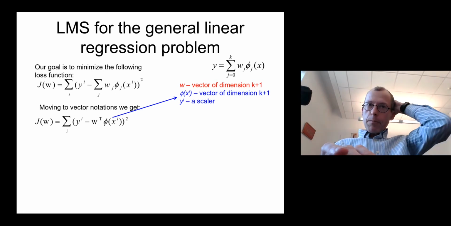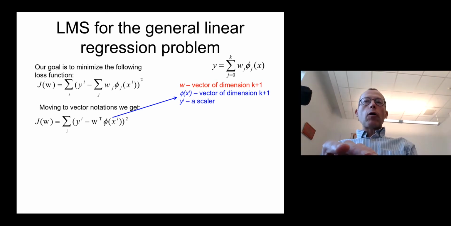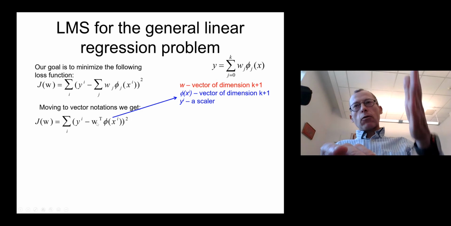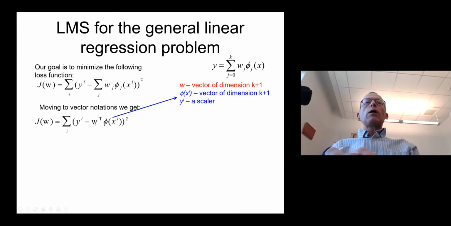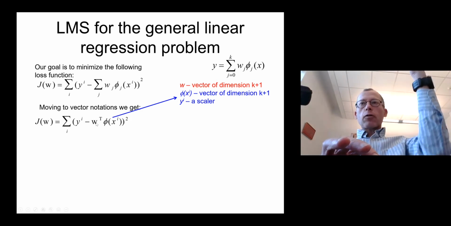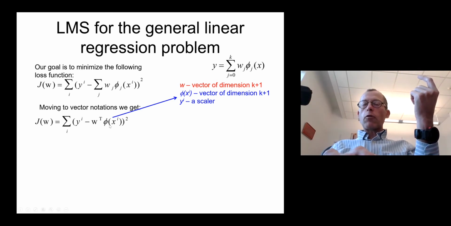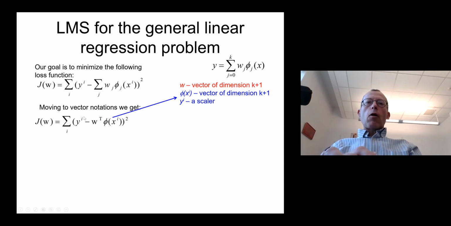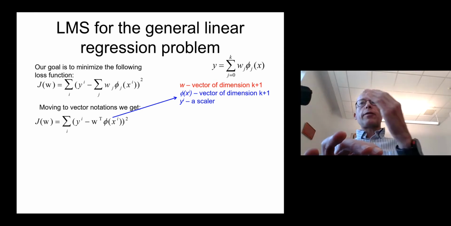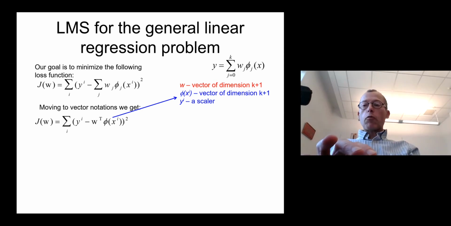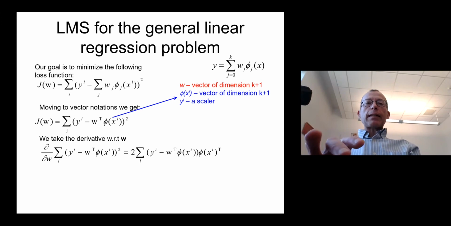WT is a row vector, and phi is also a vector, right? So when you multiply, W is a column vector and WT is a row vector. When you multiply a row vector with a column vector, you get one value. So this is one value minus another value, and this is okay. So this is just a vector representation of this problem, and we can do derivatives in vector space, in matrix space, and so on.